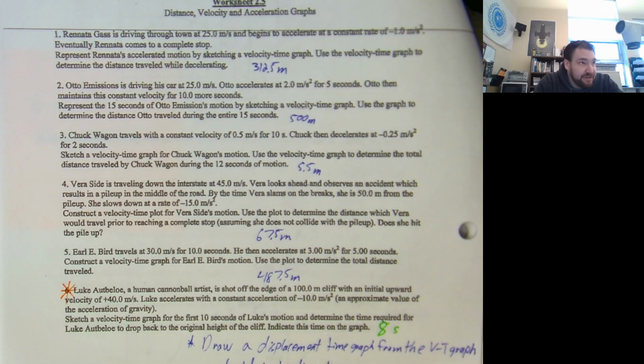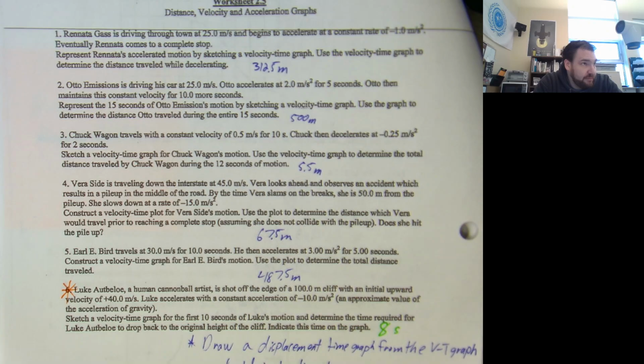Is there any of these questions anyone would like me to demonstrate? For each one of these, you were solving them using velocity time graphs, and then for 6, I wanted you to draw a displacement time graph from the velocity time graph.